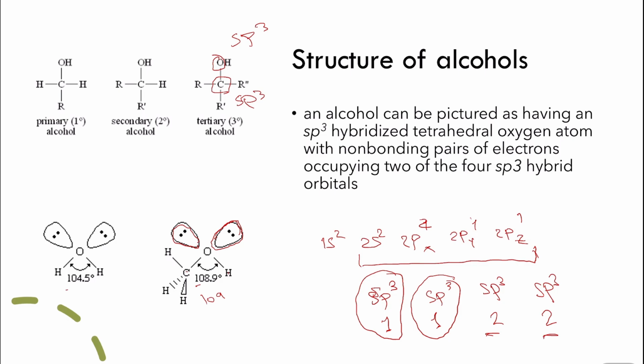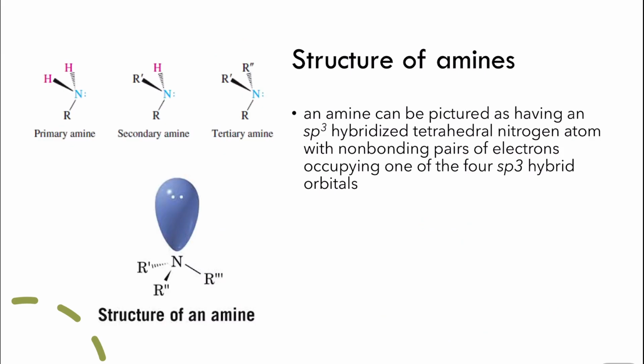Again, in the same way, we have primary alcohols, secondary alcohols, and tertiary alcohols, depending on whether the OH group is attached to a carbon that is primary, secondary, or tertiary. So these are the three classes of alcohols.